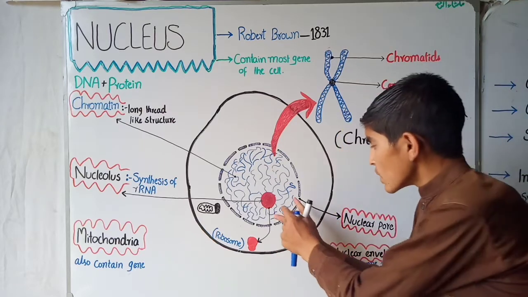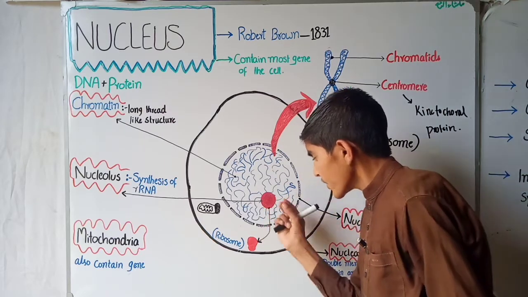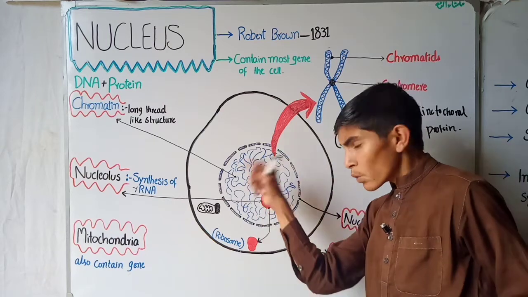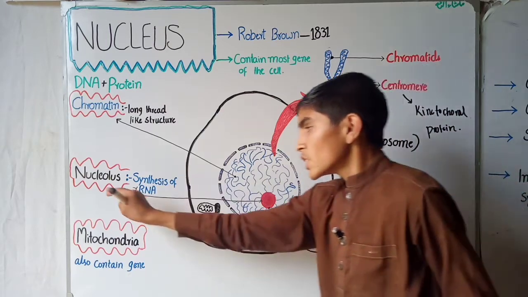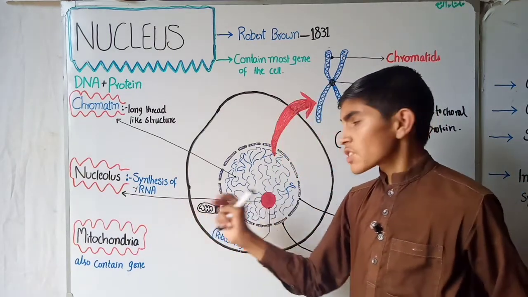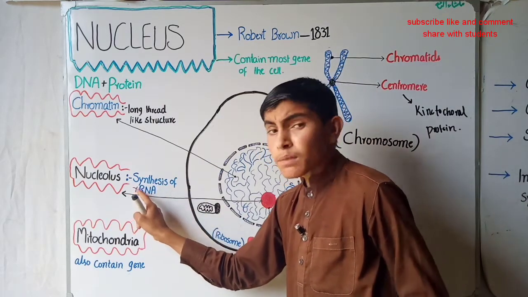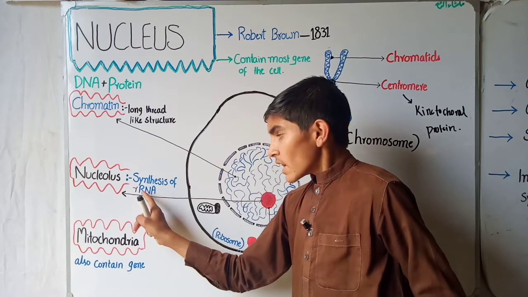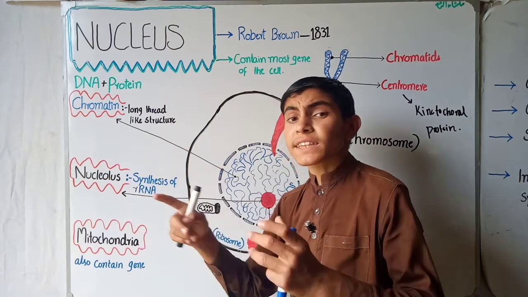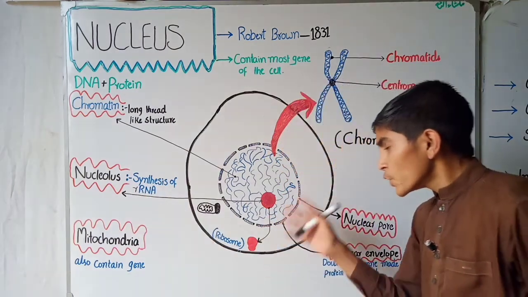Now you can see this red portion inside the whole nucleus. This is called the nucleolus, and it is involved in the synthesis of ribosomal RNA. Ribosomal RNA synthesis is done by the nucleolus.